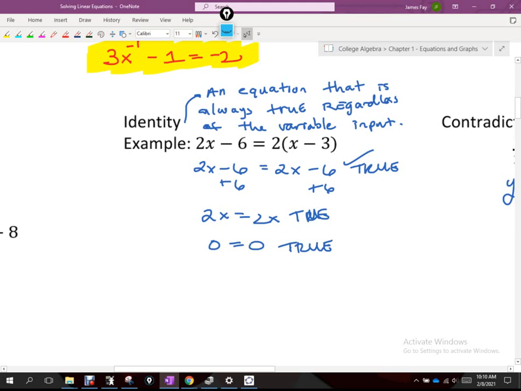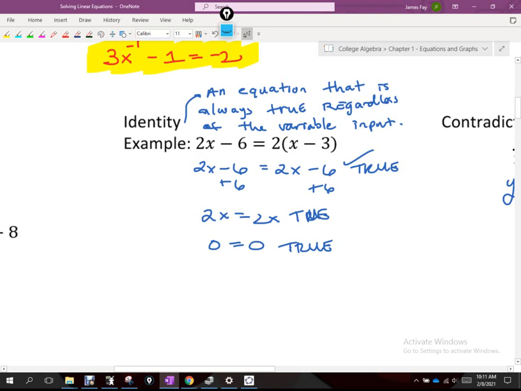Our third type of equation is what we call an identity. Okay? An identity is an equation that is always true regardless of the variable input. If I multiply the right-hand side out, you get 2x minus 6, right? You get the same exact thing as the left-hand side.